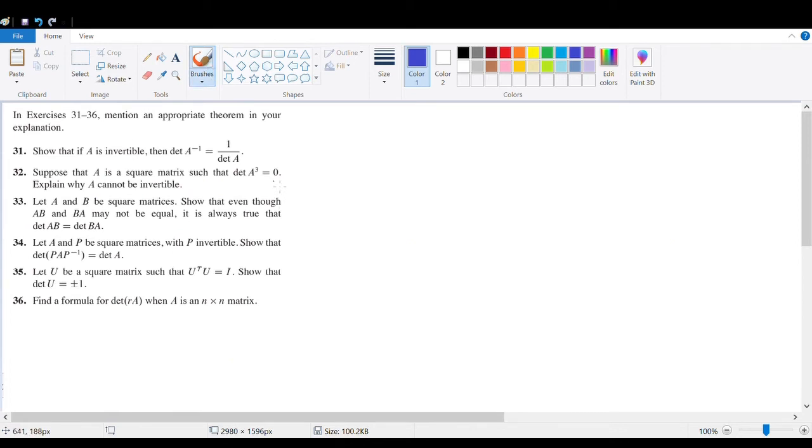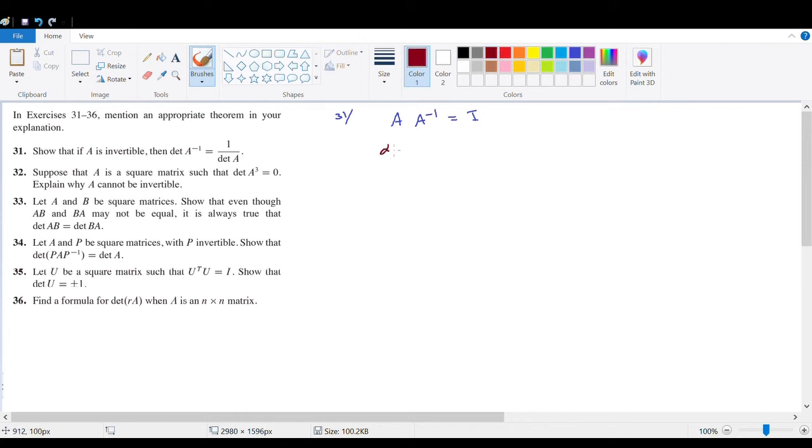In exercises 31 to 36, mention an appropriate theorem in your explanation. So 31, show that if A is invertible, then the determinant of A inverse is equal to 1 over the determinant of A. We know that A multiplied by A inverse is equal to the identity matrix I, since A is invertible.